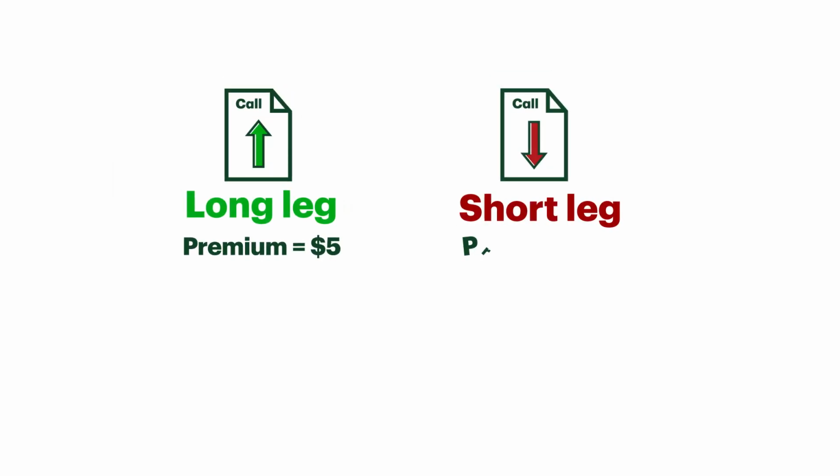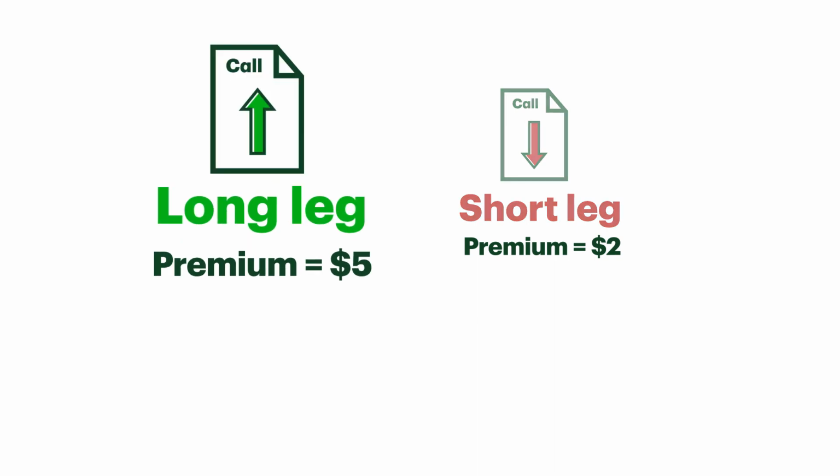Just look at the leg with the larger premium. In Jack's trade, the long call has a premium of $5 and the short call has a premium of $2. So we'll focus on the long call since the premium for that leg is higher. Now we just need to remember what direction a long call buyer wants the underlying to go. Do you remember? That's right, up. So Jack's trade is bullish.